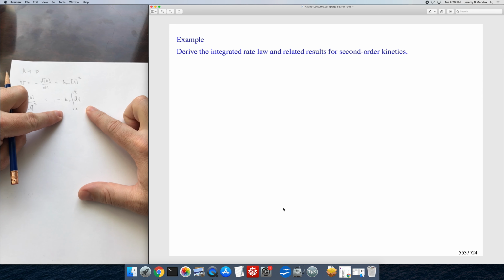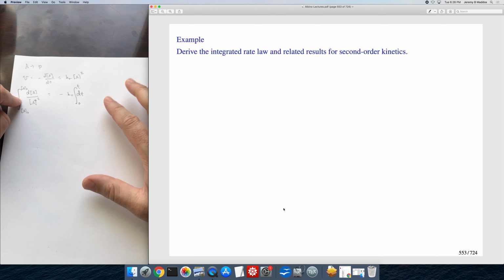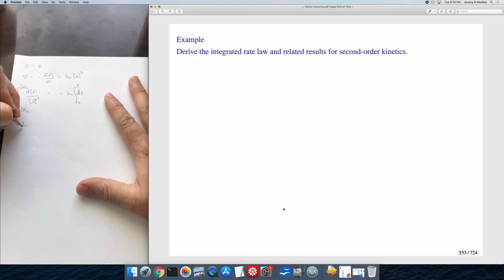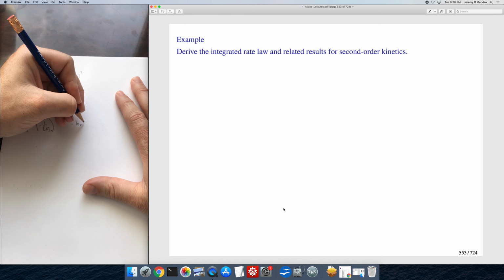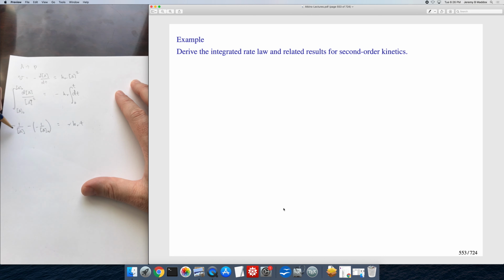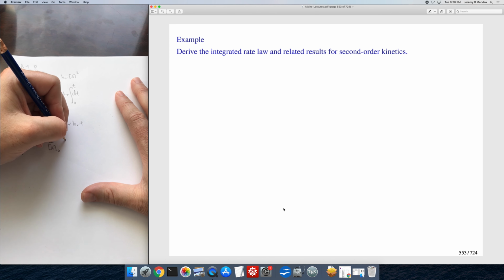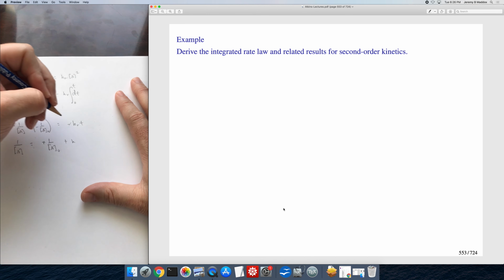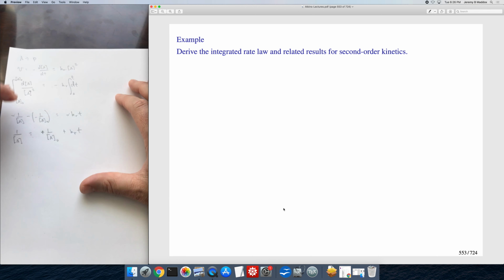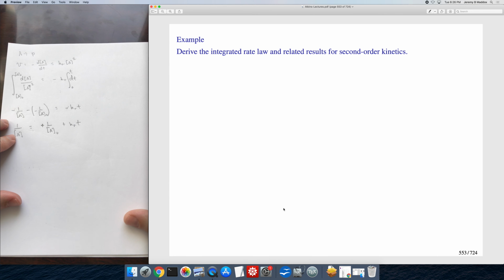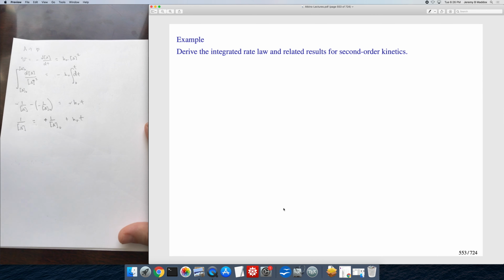This integral is the same as the previous two cases. This is where it's different. And so you're going to wind up with, for this one, 1 over A minus 1 over A0 equal to minus Kr t. Let's go ahead and cancel the minus signs. And that's going to give us an integrated rate law that looks like this. Not very pretty, but that's what it is.